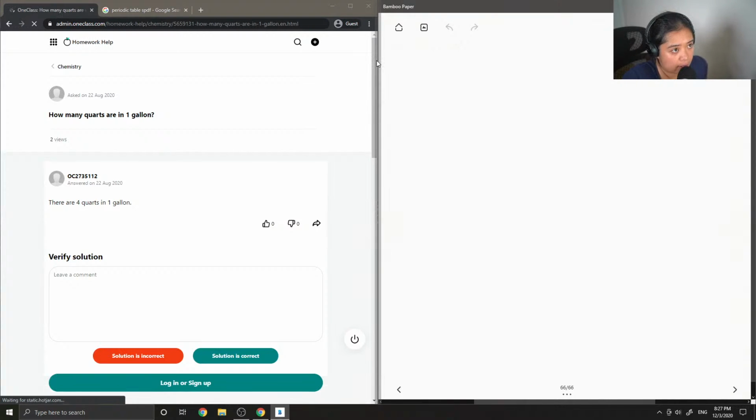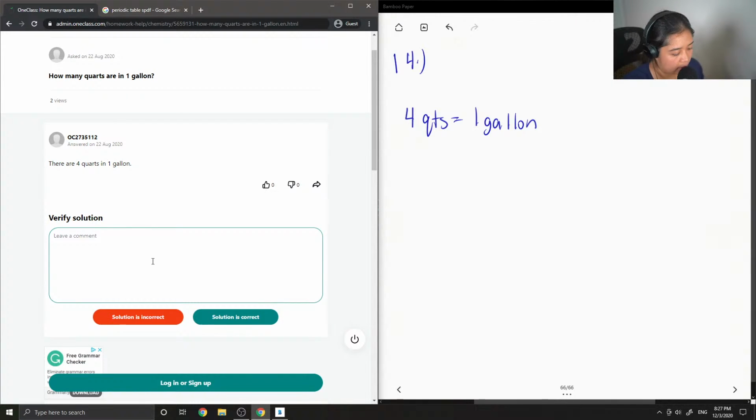Question 14. This asks, how many quarts are in 1 gallon? Okay, so there are in fact 4 quarts in 1 gallon. And the junior tutor said the same thing. So this solution is correct.